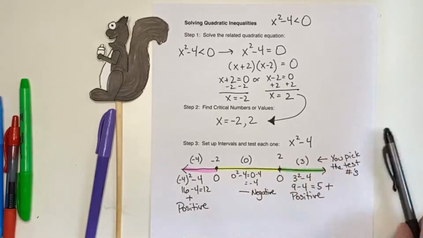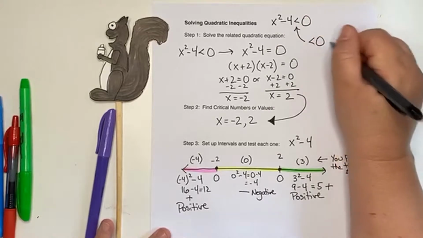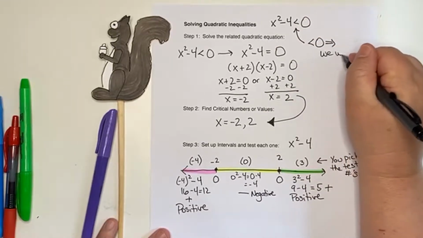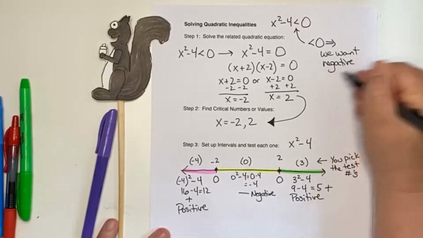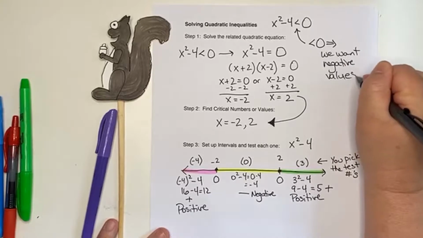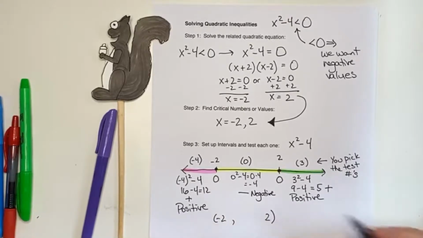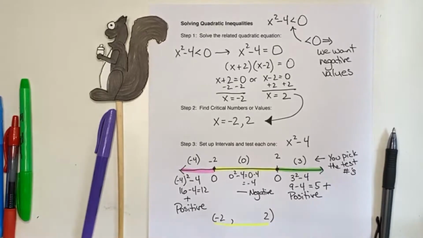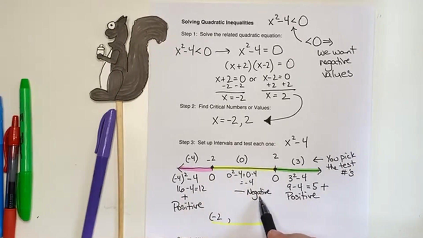Now let's look up here and we can see if it's less than 0, we want negative values. So from -2 all the way to +2 in the yellow section, that is where we get negative.